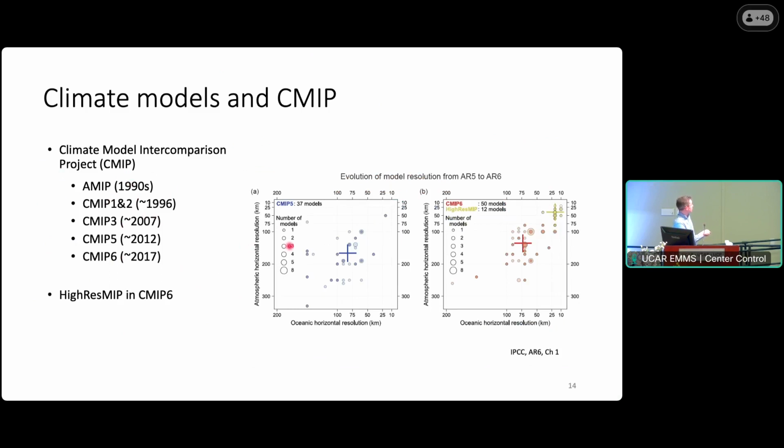That's illustrated by these scatter plots. We see that for CMIP5, ocean resolution was typically around 100 kilometers and between 100 and 200 in the atmosphere. That hasn't changed all that much for the bulk of the models going to CMIP6. But then there is this concerted effort, taking both the ocean and atmosphere resolution in some models to 25 kilometers or so.